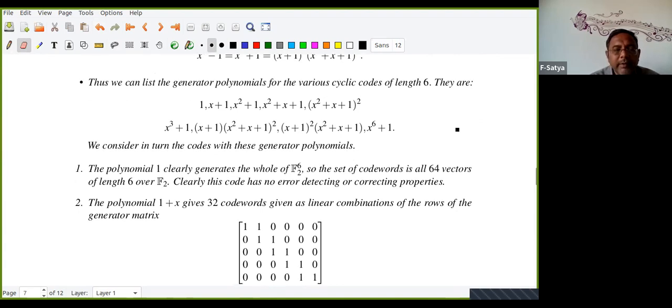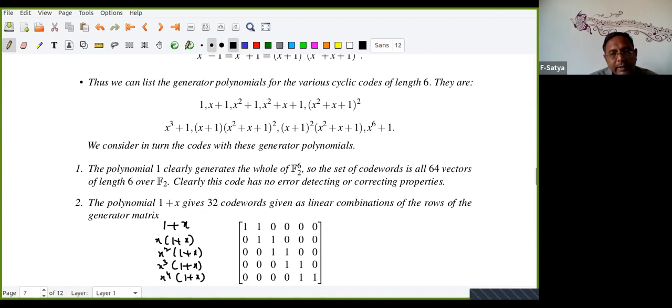Now coming to 1 plus x. Now you see the beauty of all those things. 1 plus x, right? So you understand why the generator matrix is like this? This is 1 plus x. This is x into 1 plus x, x square into 1 plus x, x cube into 1 plus x, x power 4 into 1 plus x.